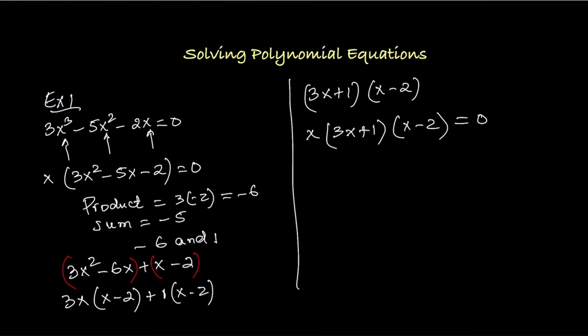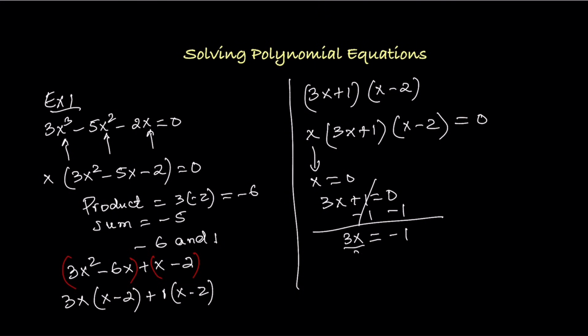Set each factor equal to 0. X equals 0. 3x plus 1 equals 0. Subtract 1 from both sides. 3x equals -1. Divide both sides by 3. X equals -1/3. X minus 2 equals 0.